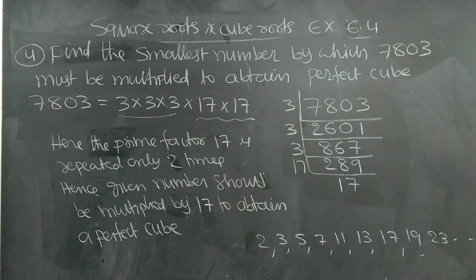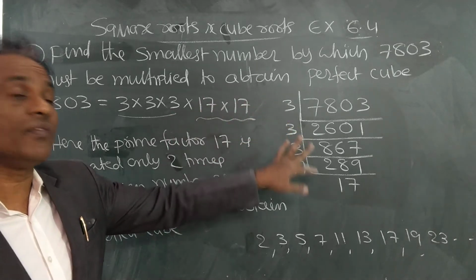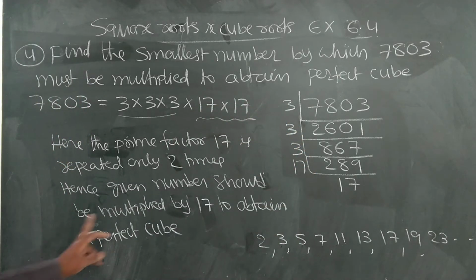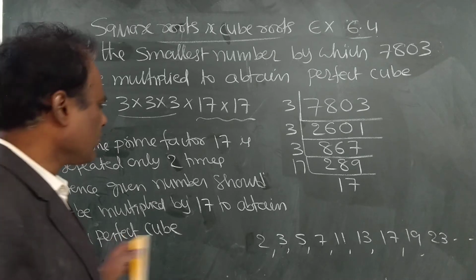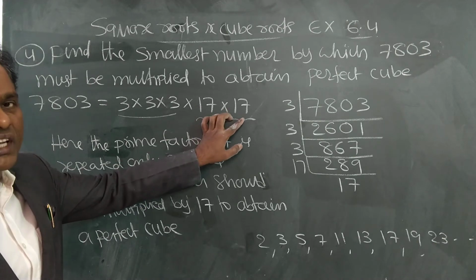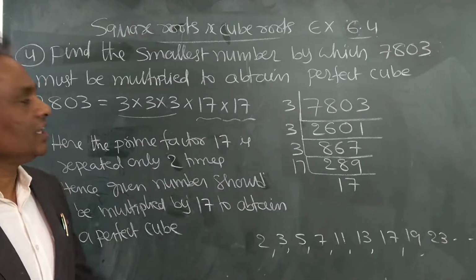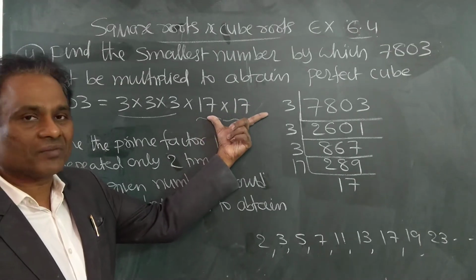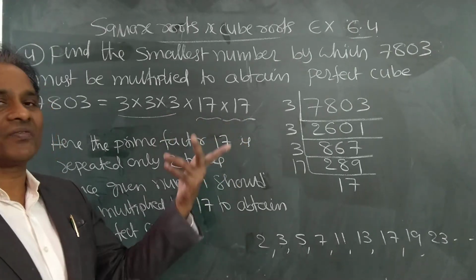To make it a perfect cube, it should be multiplied with 17. The given number should be multiplied by 17 to make it a perfect cube. As per the question, you frame the sentence in the last. So the answer is 17, because we have only 2 17s. One more 17 we want. If we write one more 17, it also becomes 3 times, a perfect cube.